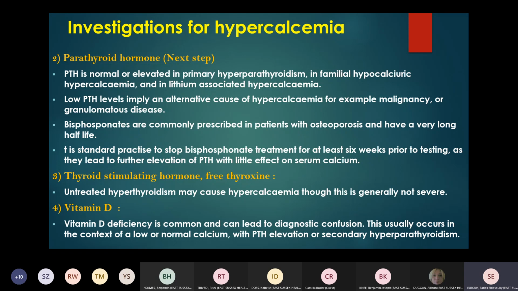What if you find that parathyroid hormone is low? It means that this is hypercalcemia secondary to malignancy, granulomatous disorder or lymphoma, right? So if you find that parathyroid hormone is low, you need to think about malignancy at that time. In malignancy, you will find parathyroid hormone is low, and you need further investigation for malignancy.